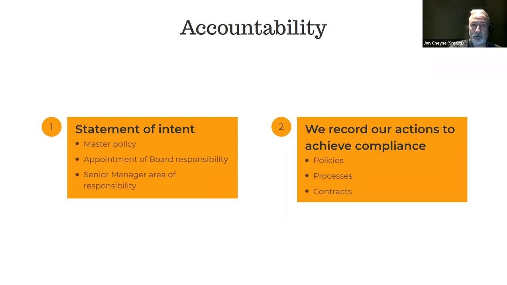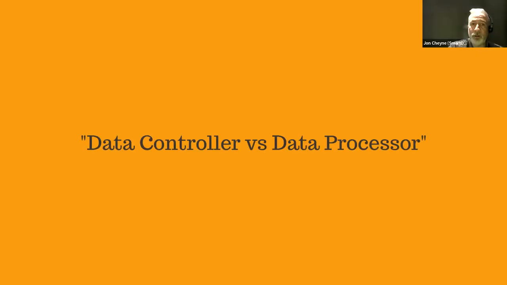And contracts. Now, contracts, very important. One last thing I'm putting in here. I'm not going to discuss it in depth because other modules. But in taking accountability, you are also deciding that you are the data controller, right? Either the data controller or the data processor. The data controller is the person or organization making the decisions about what data to collect, why to collect it, what to do with it. The person who makes those decisions is the data controller under law.